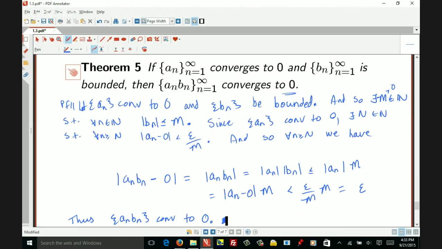Fascinating. That is all there is for section 1.3, addition, subtraction, multiplication, division of sequences. Your homework from section 1.3 is applications of these theorems. Make sure that you read over the hints. They're going to give you hints in a couple of problems. Make sure you read over those hints.